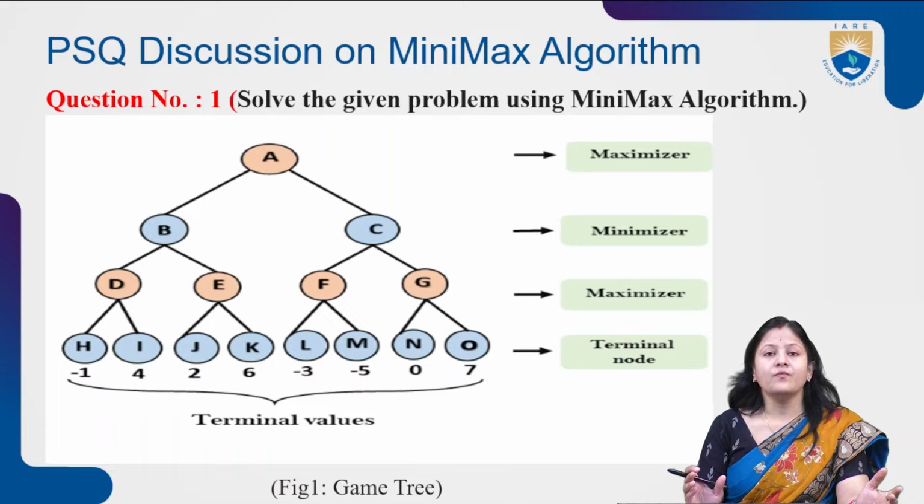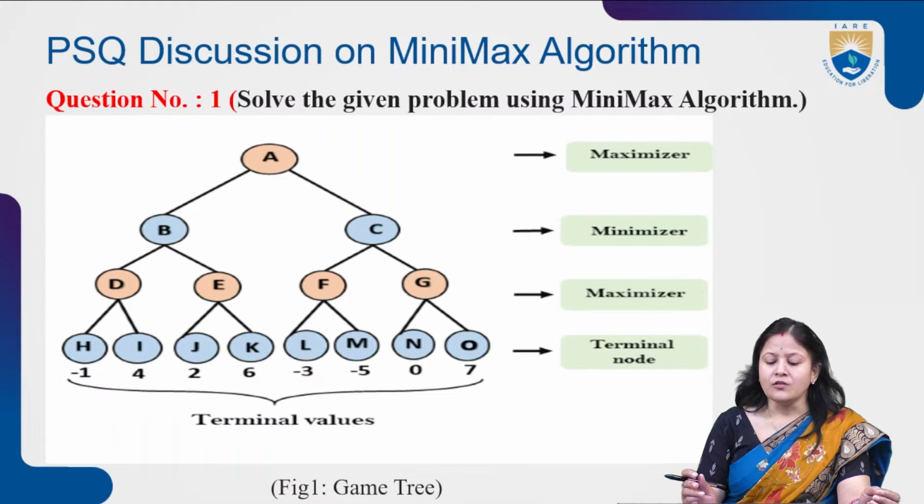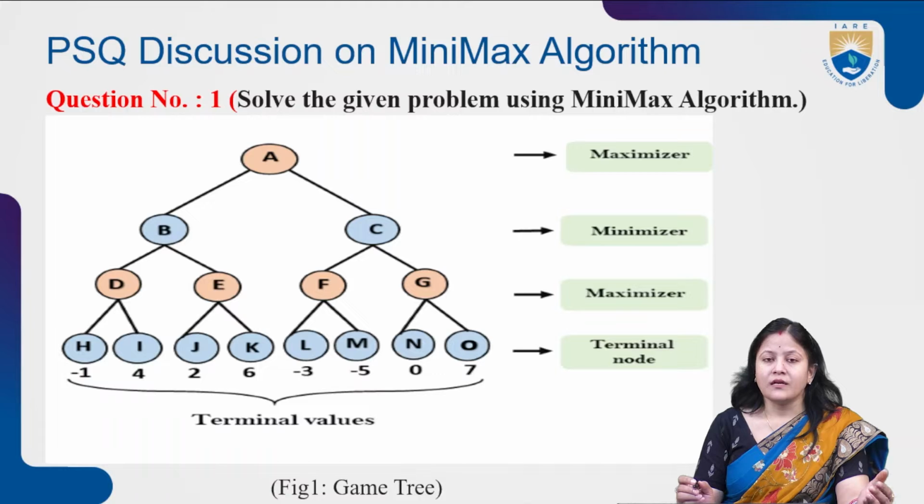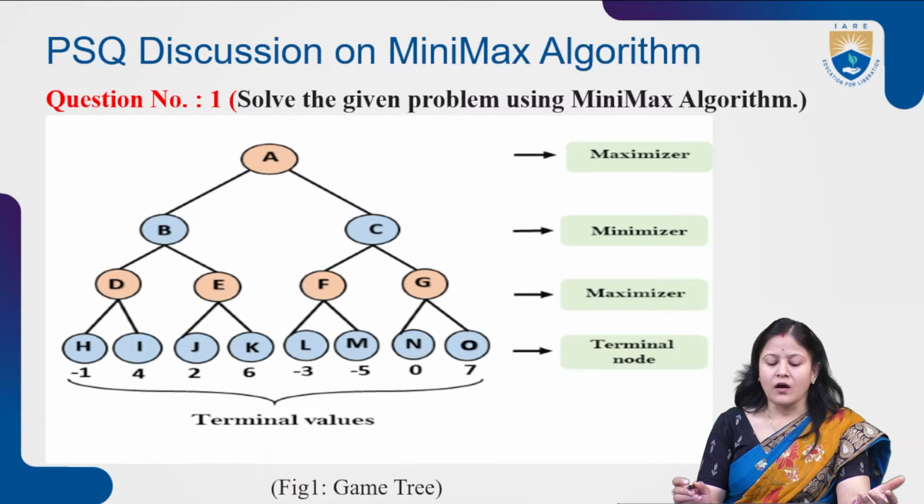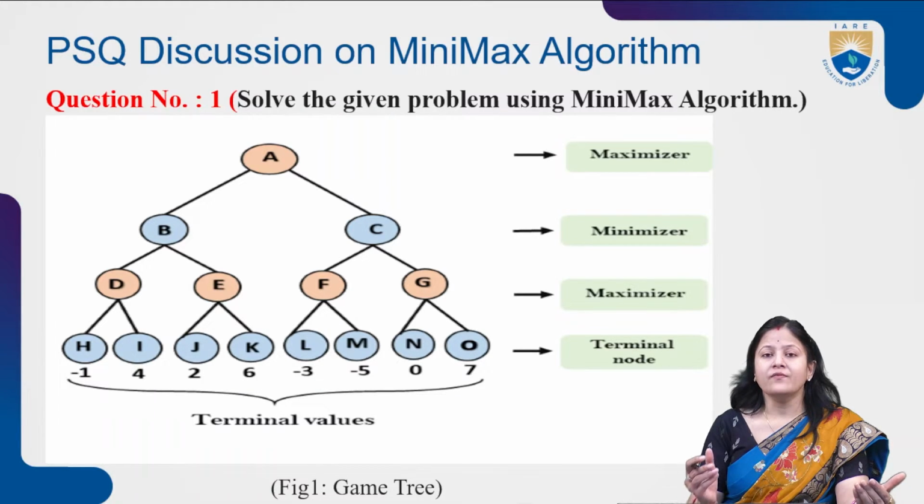This is question number 1 related to the MiniMax algorithm. As per the algorithm I discussed, it is a two-player game where one player is the maximizer and the other is the minimizer. All the utility values for each terminal node are already given. What are the terminal nodes in this search space? H, I, J, K, L, M, N, O. These are the terminal nodes and their heuristic values are given. Heuristic value means the value from the current node to the goal node.